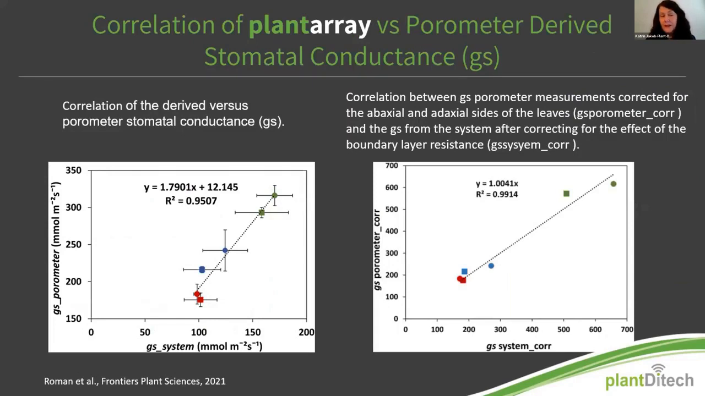In this particular slide, you can see a validation of our data in this Wageningen experiment. The team measured stomatal conductance manually with a porometer and correlated it to the output of our system. And the correlation was 0.95. And if they corrected for the boundary layer resistance, it came up to 0.99.